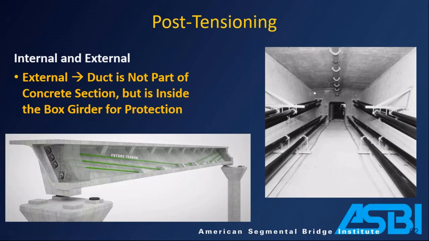External tendons. So external is external to the concrete cross-section, but not external to the world necessarily. They're usually inside the void inside a trapezoidal box girder. So they're protected from the elements. It's not going to snow on them. The sun's not going to shine on them, but they are not part of the concrete cross-section. They're sort of inside the chamber there, like you see on the right.